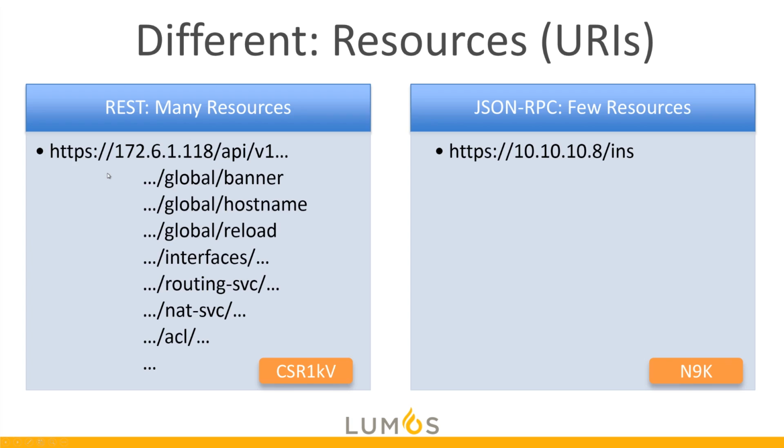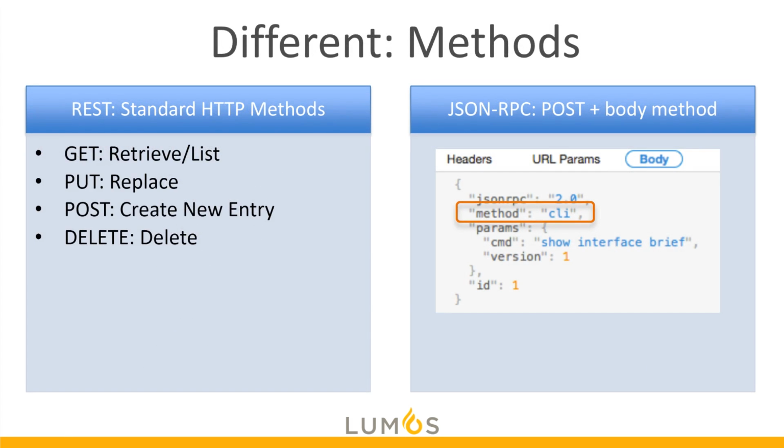If I want to get to NAT, I call the IP address of the CSR /api/v1/nat-svc, or NAT service. If I want to get to the interfaces, I do that whole thing, IP /api/v1/interfaces. With JSON-RPC, we basically have the IP address and the top level. And again, this was the Nexus 9K before it supported RESTful API, which it does now. The reason I'm pointing this out is, one, it's good to know about. Two, you will probably at some point run across documentation, and I don't want you to be confused.